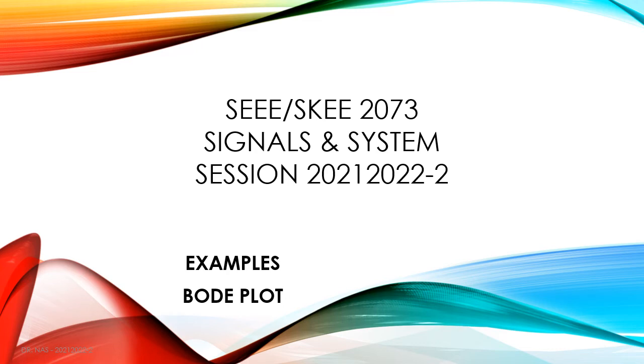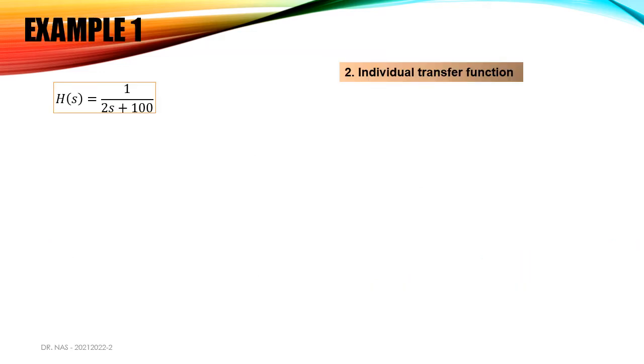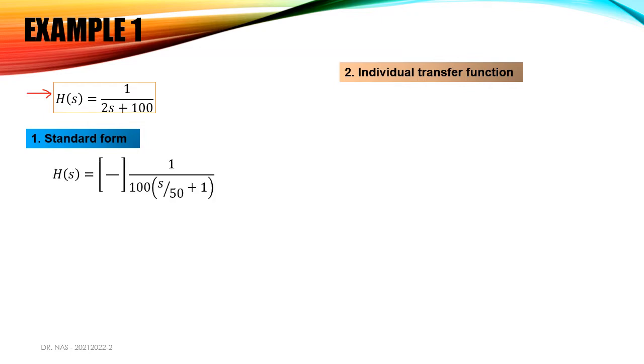So let's have a look at a few examples on Bode plot. The first one, let's have a look at a transfer function given by this equation. In order to plot a Bode plot, first you need to write down the equation into a standard form, in which you need to have the constant and also the component with s outside or inside the bracket. So this is for the constant k0.